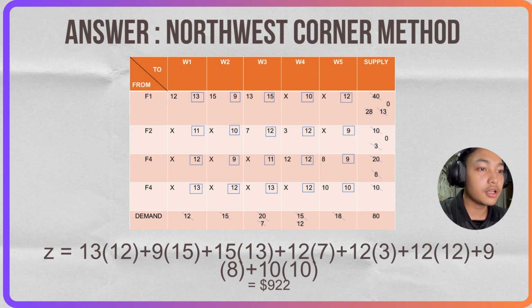So after calculating, the total transportation cost is 922, but this cost is not the optimal and minimum cost. The optimal solution is needed to know whether the cost calculated using the northwest corner method is already minimum or whether it can be reduced more.